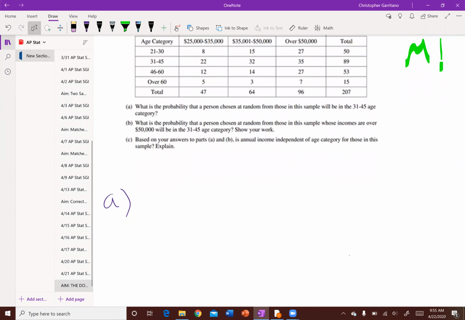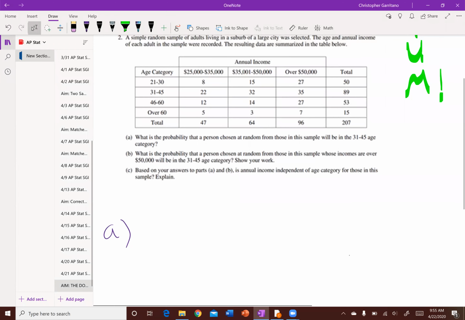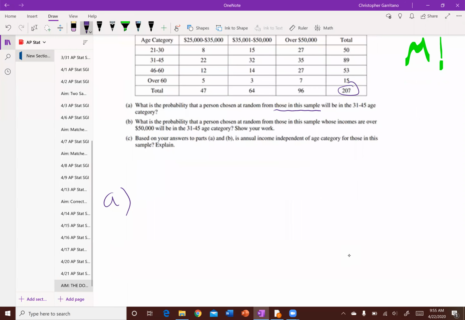Part A, what is the probability that a person chosen at random from those in this sample will be 31 to 45 in age? So what I want you to notice is the population that this question is referring to is those in this sample. So it's every single person in this sample. What is the probability that they're in the 31 to 45 age category? So that's a pretty simple, straightforward problem, and I'm gonna solve it by writing the proper notation.